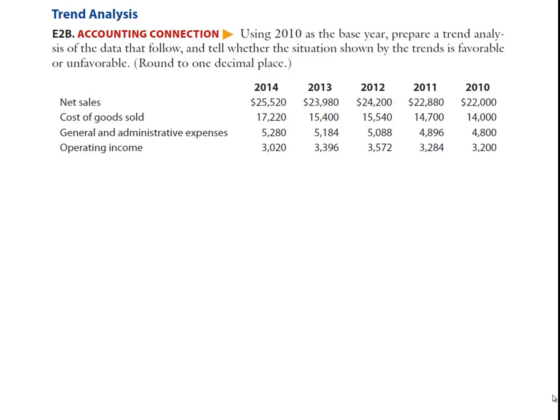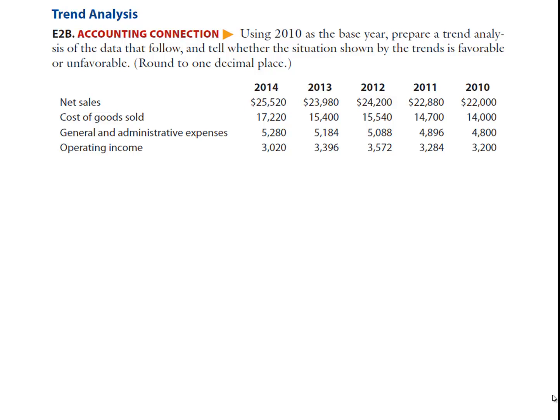So a trend analysis basically allows us to analyze what's happening over a period of time, and it's usually 3 years or longer. We're not comparing just 2 years, but at least 3 years that we're comparing in order to see a trend in what's happening to things over a period of time.